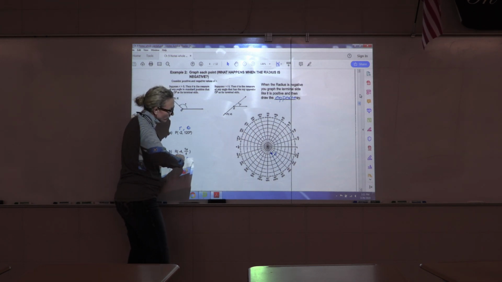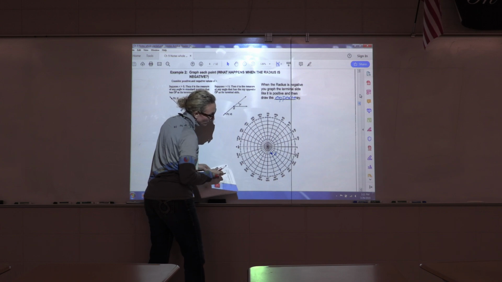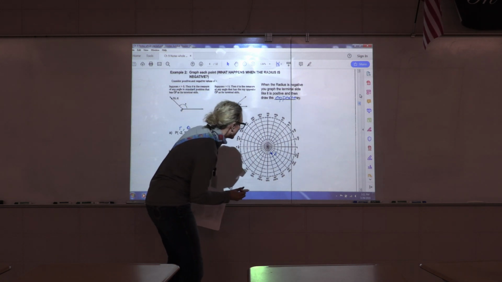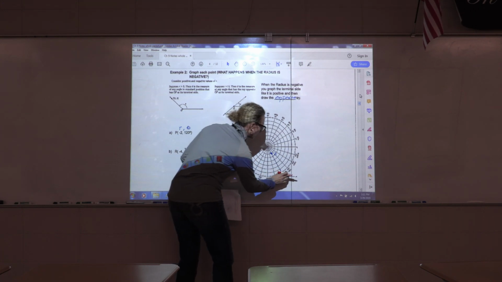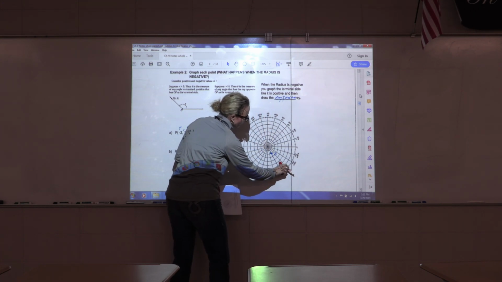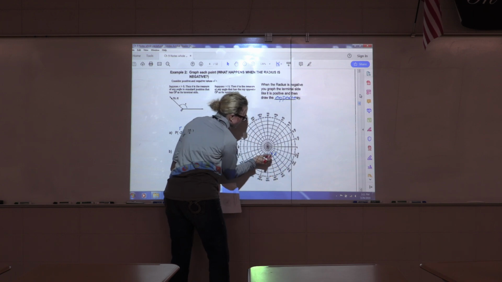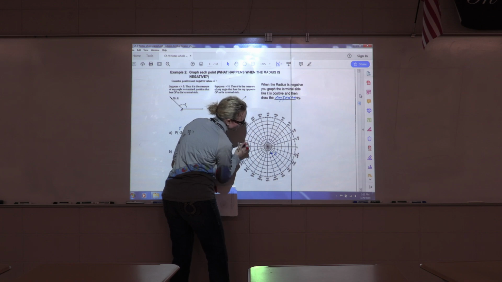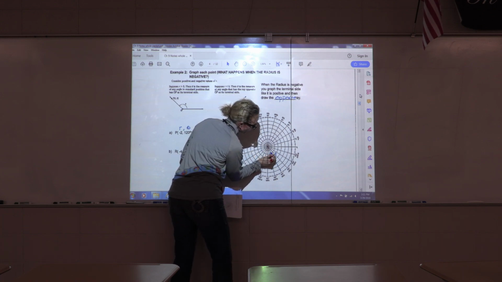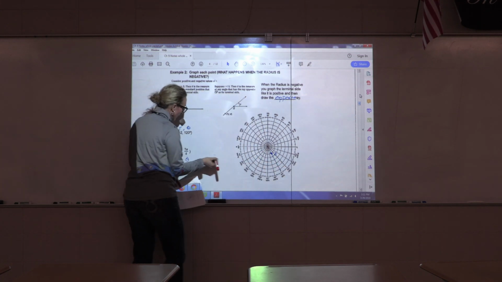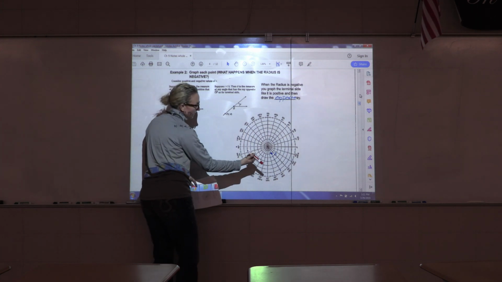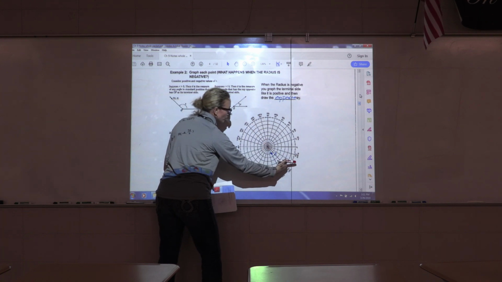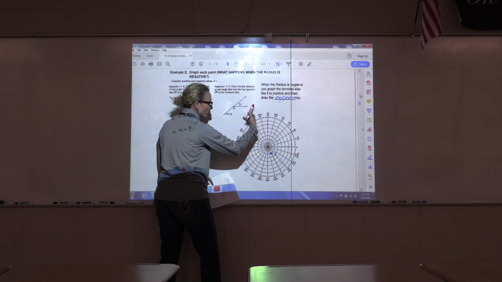7 pi over 4. 7 pi over 4 is in that 4th quadrant right here. This says 7 pi over 4, reference angle 45 degrees. Okay, so I'm right here as my terminal side. Positive 7 pi over 4, right there. However, it says a negative radius.